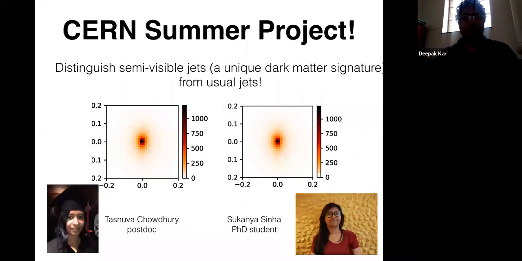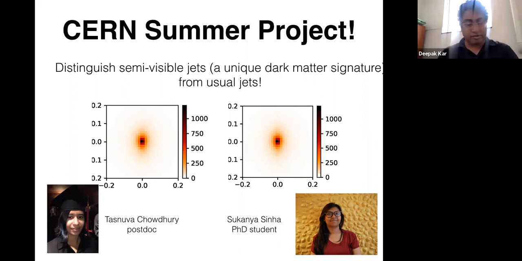Now as we speak, we are involved in a summer project with two summer students. One guy is from Belgium, another woman is from Russia, and we're working with them with my postdoc Tasnova and PhD student Anaconda to discriminate what we call semi-visible jets, which is a unique dark matter signature. I'll leave it at that, which is something we are looking at in ATLAS. But the main analysis doesn't use this yet, we are doing a feasibility study.